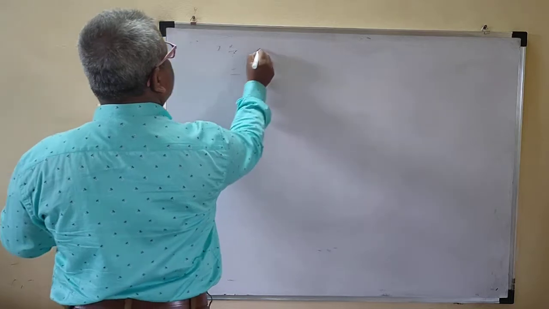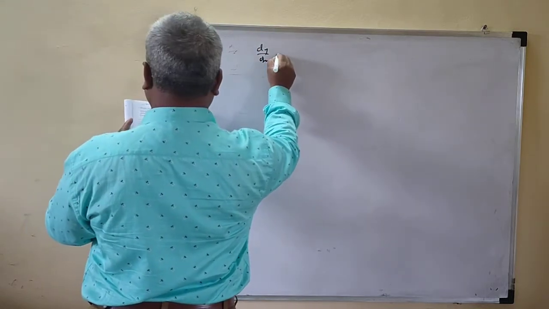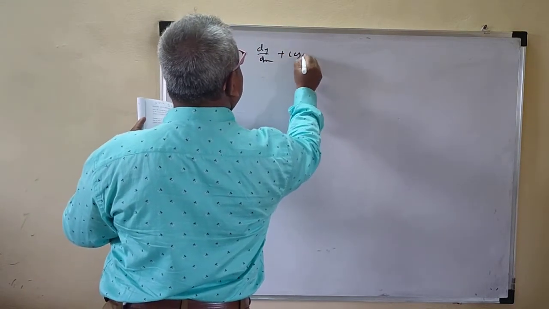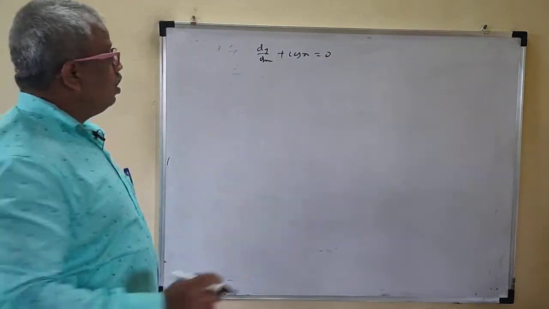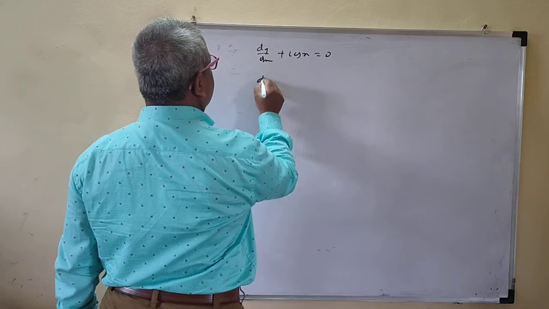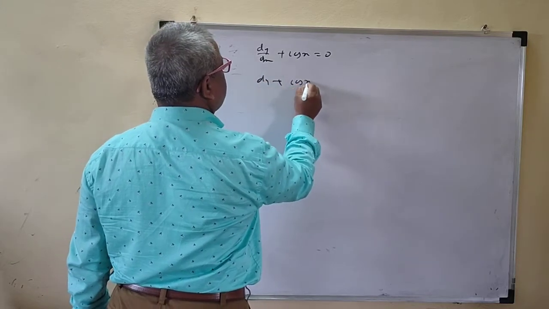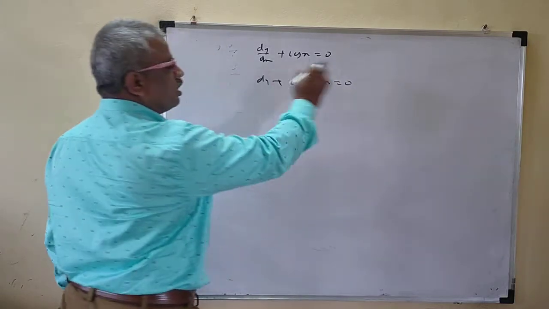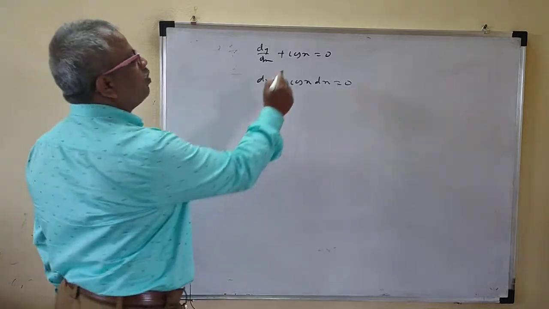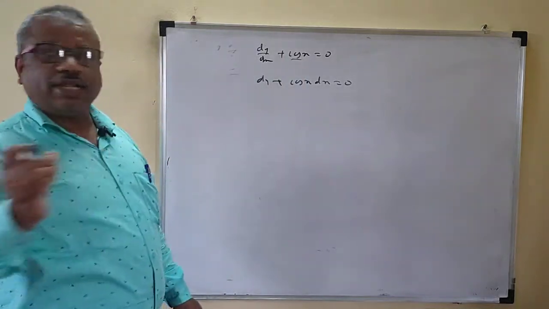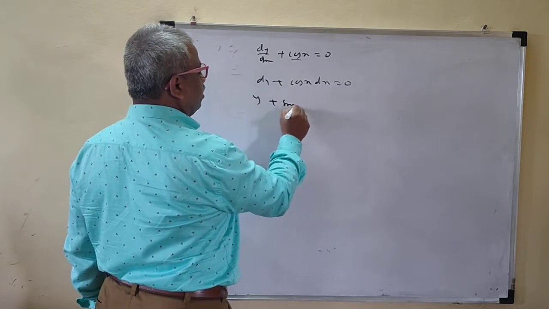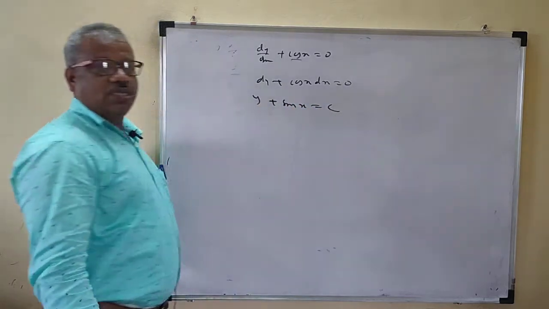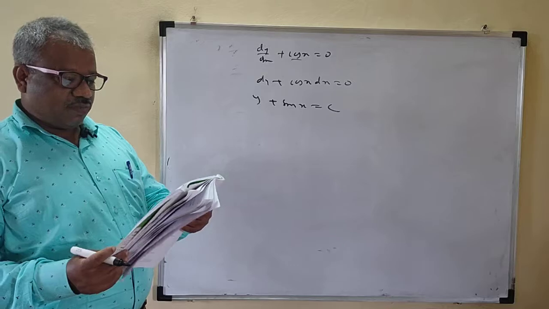Suppose dy by dx plus cos x is equal to 0. I can shift dx there, so dy plus cos x dx is equal to 0. I can just multiply by dx here because this is a function of x only. Now I will integrate this. Then y plus the integration of cos, which is sin x, is equal to c. This is the solution. Very simple now.